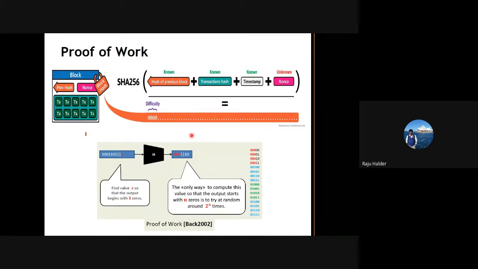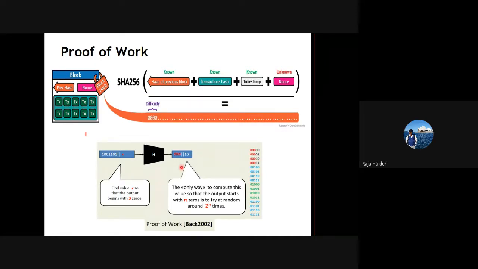So how many zeros should be there at the beginning of the hash value? That is already defined by the network. And every 2 weeks, this value may change. This is called the difficulty level. So if you increase the number of zeros, the difficulty level will increase. If you decrease the number of zeros, the difficulty level will decrease.